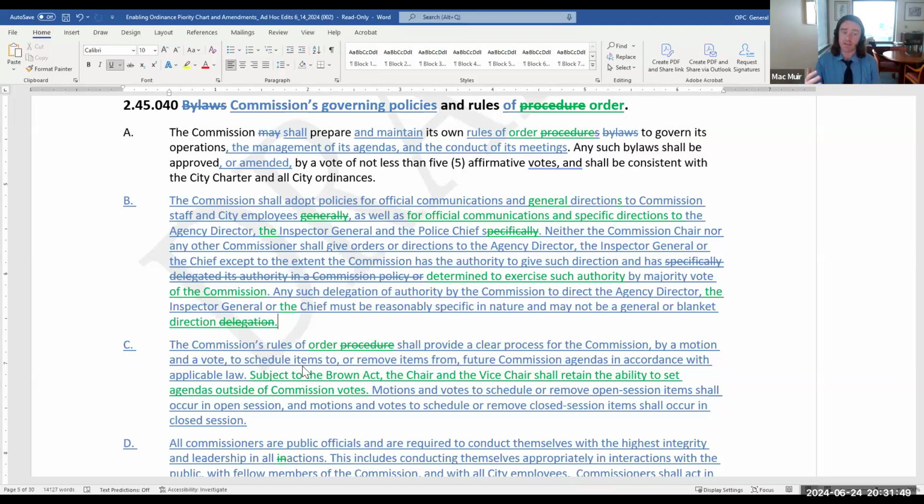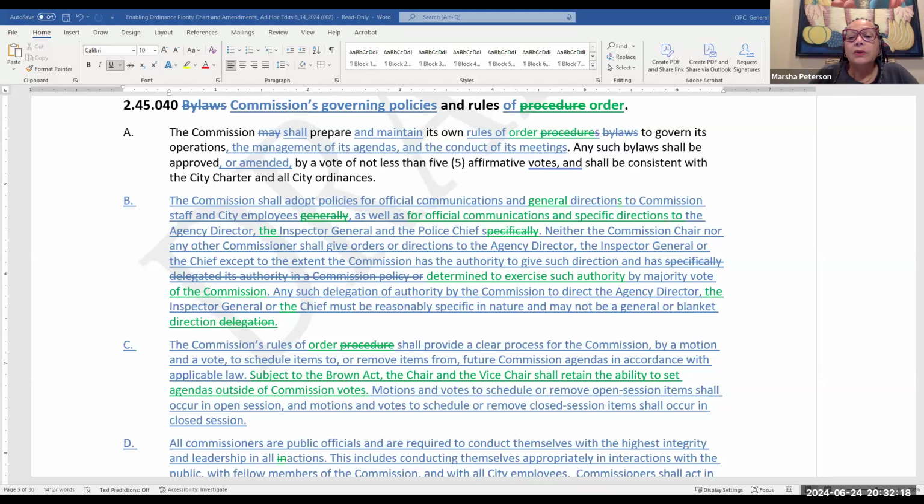But I think there's value in saying when the commission is going to direct the agency or the agency director to take an action, that it's done so formally. Okay. All right. And you feel as though this speaks to that plainly enough for you as a direct report? Yeah, and I think it comes down to where it says adopt policies for official communications and general directions. That's just a second conversation as to what those policies are.